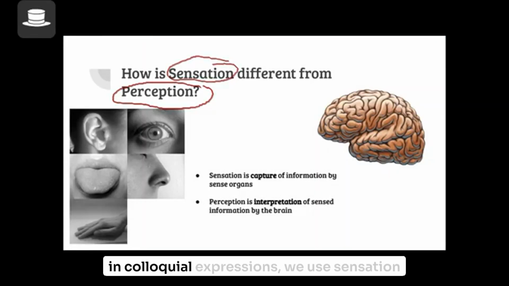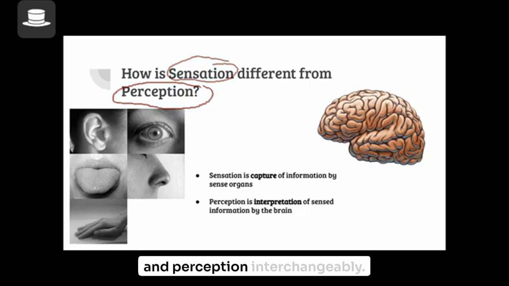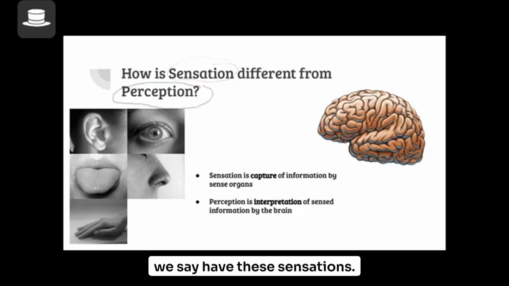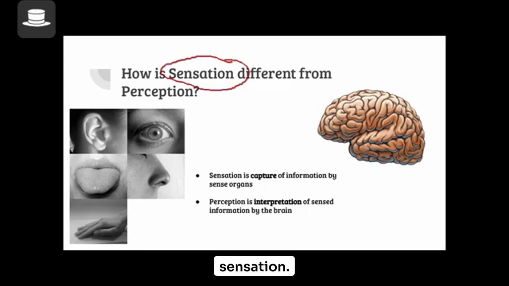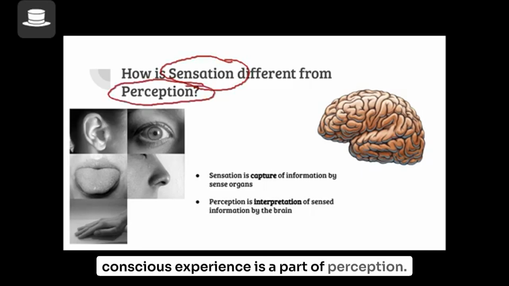In colloquial expressions, we use sensation and perception interchangeably. We say, "I have these sensations." When you say that, you're talking about perception because you're referring to conscious experience. And conscious experience is not a part of sensation. Conscious experience is a part of perception.